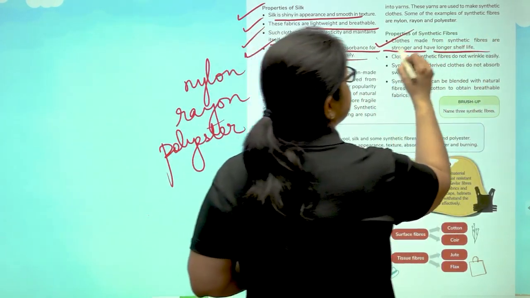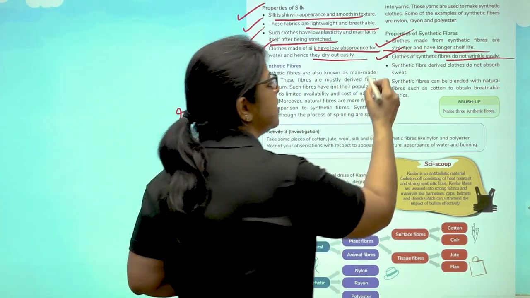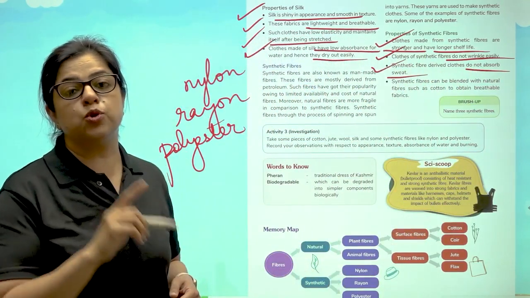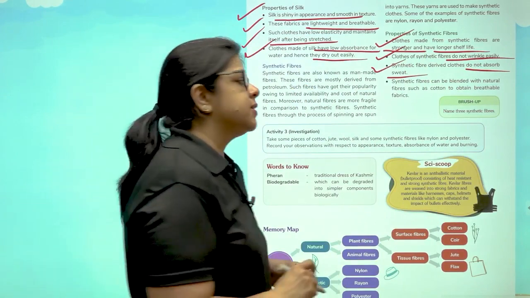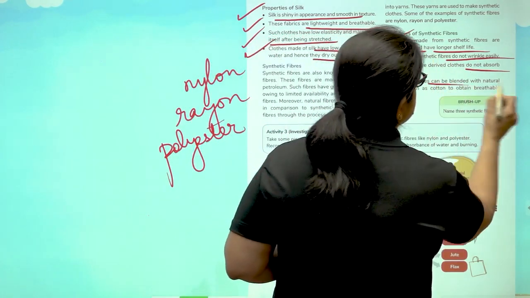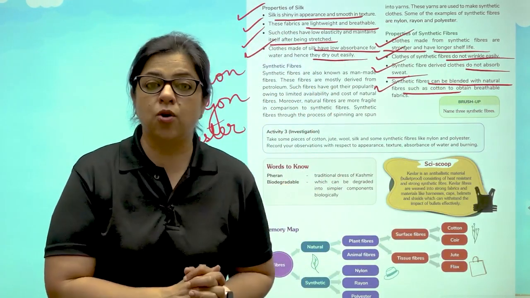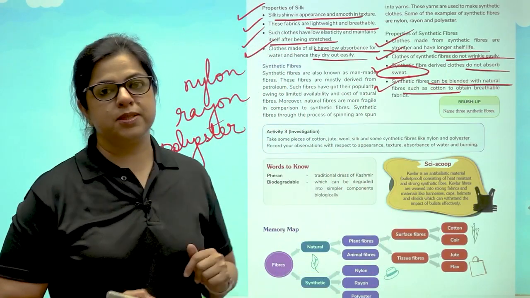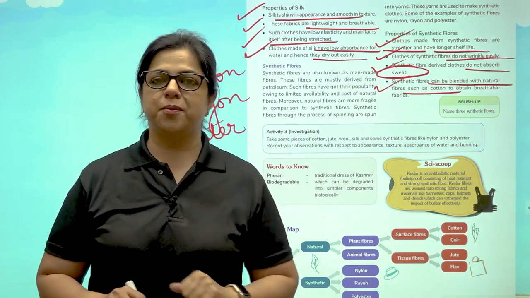Number two, they are wrinkle free. That means they require less maintenance. Number three, the problem is that they do not absorb sweat. That is why they become very uncomfortable during summer season. Then they can be blended with natural fibers like cotton to improve on these problems. So children, synthetic fibers are also very, very economical.